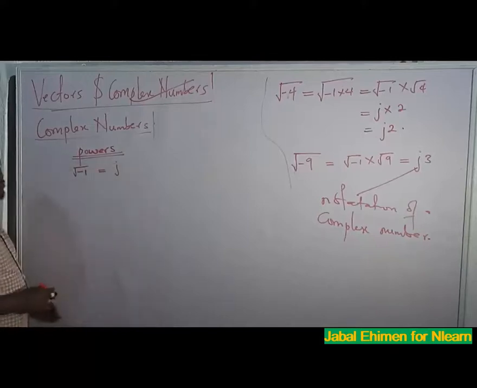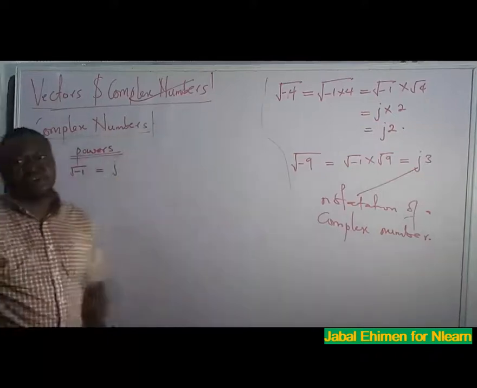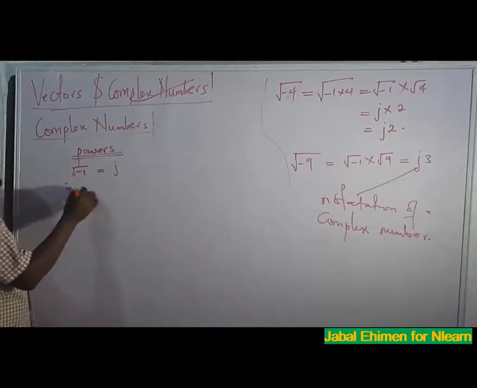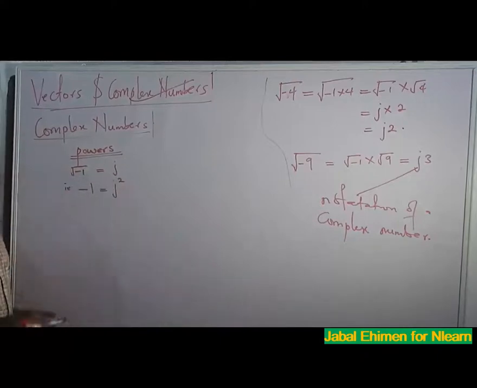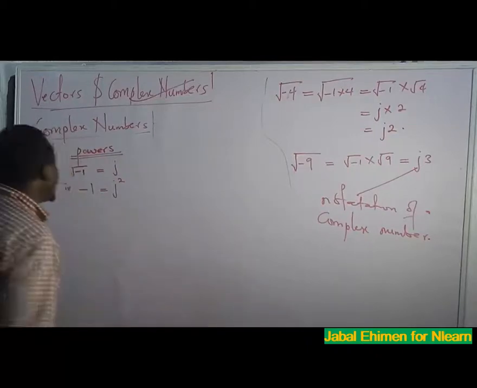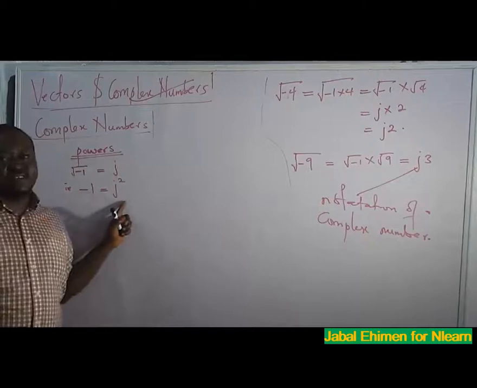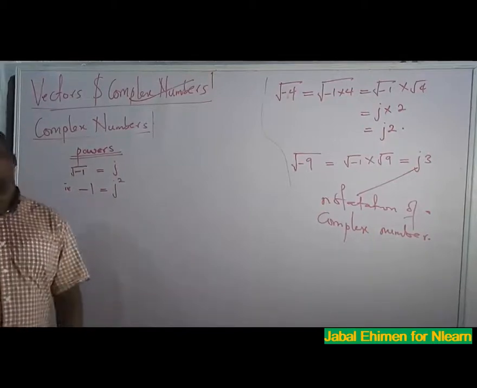That's j. Remember that. We just discussed that now. But do you know that this is a square root? If the square root crosses the equality sign, it becomes a square. So because of that, minus 1 is the same thing as j squared. So if you find the value of minus 1, it can be represented as j squared. So j squared can represent minus 1.